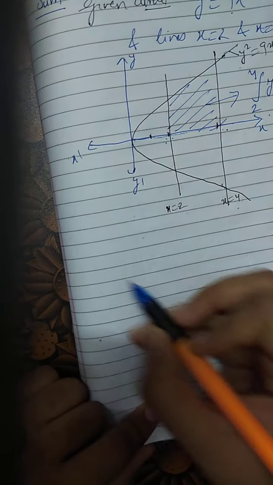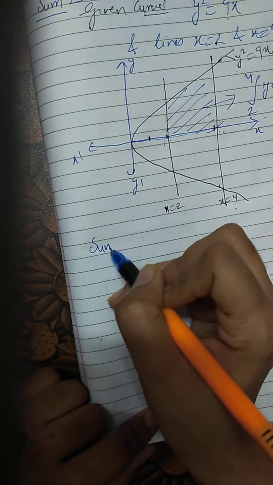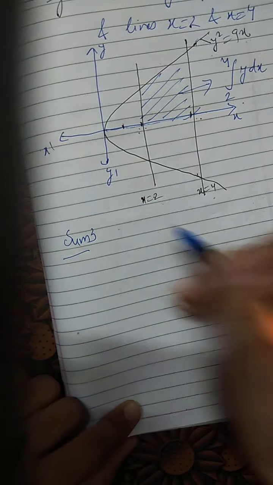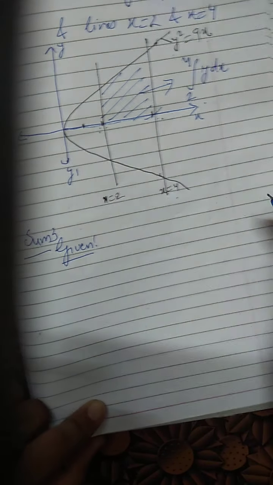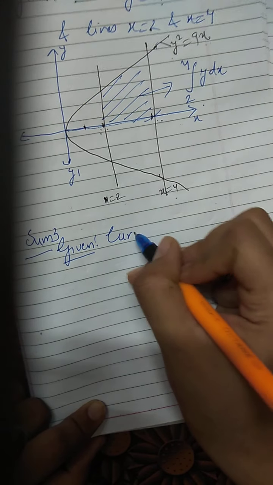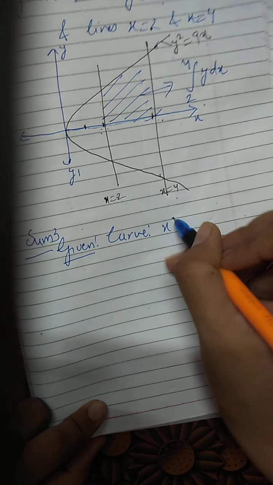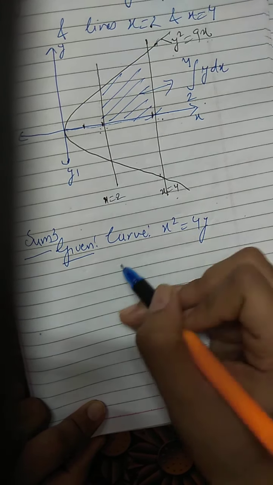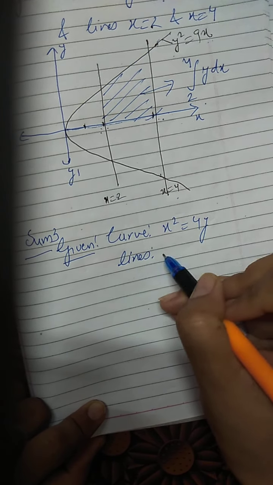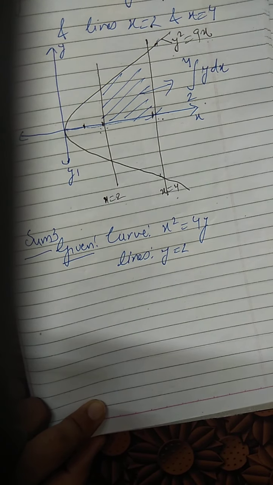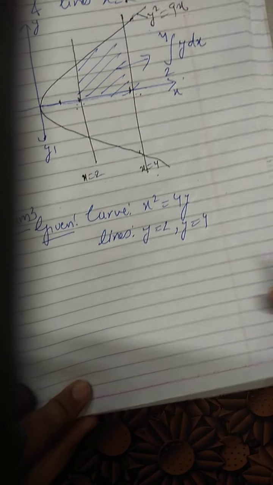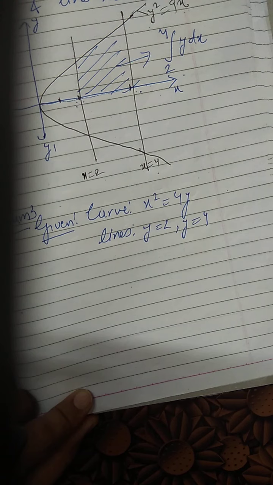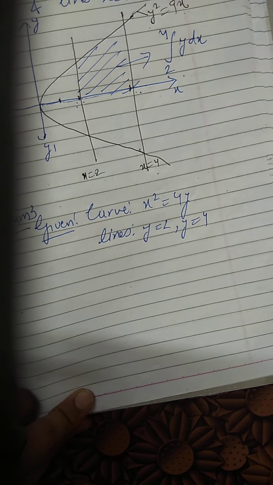This was sum number 2. Let us discuss here the third sum. We will again write down what is given. First of all, the curve is x square equals to 4y. The lines are y equals to 2 and y equals to 4, and we have to find the area bounded by y-axis in the first quadrant.